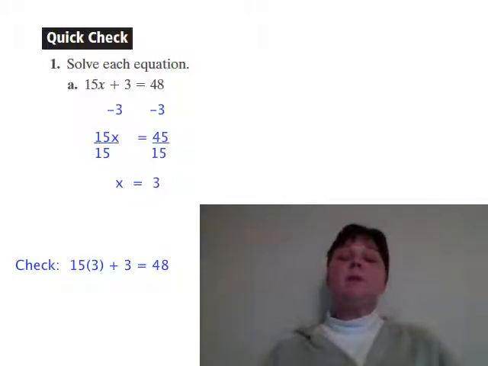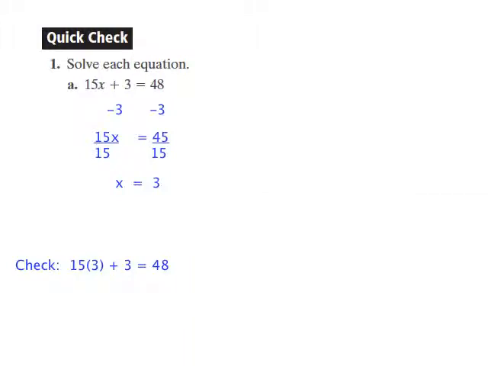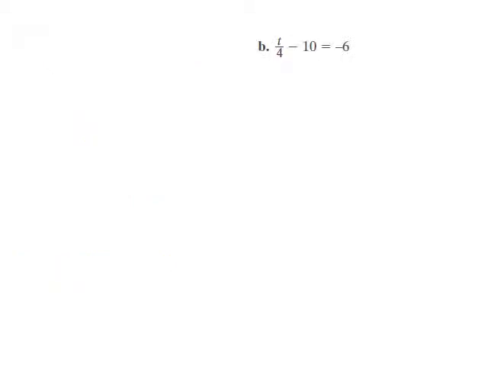Pause the video if you need more time to copy down this problem. Don't forget to record a question that we can discuss in class tomorrow. For example B, we have t over 4 minus 10 equals negative 6. We'll begin by adding 10 to both sides of the equation.